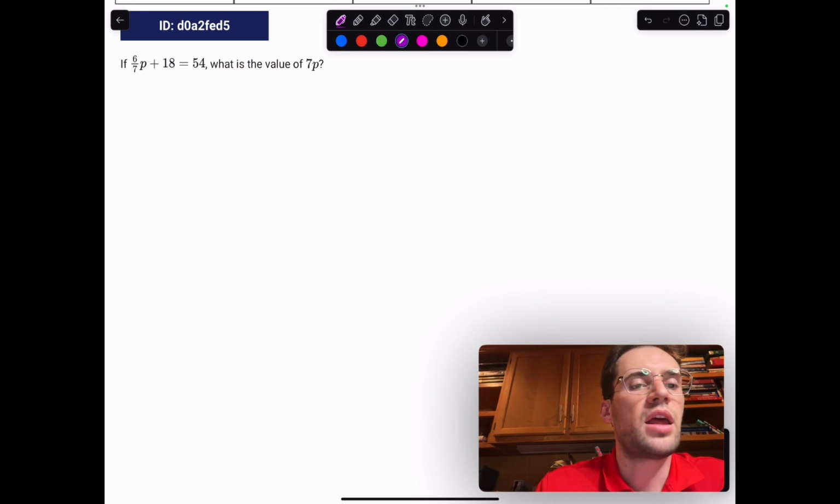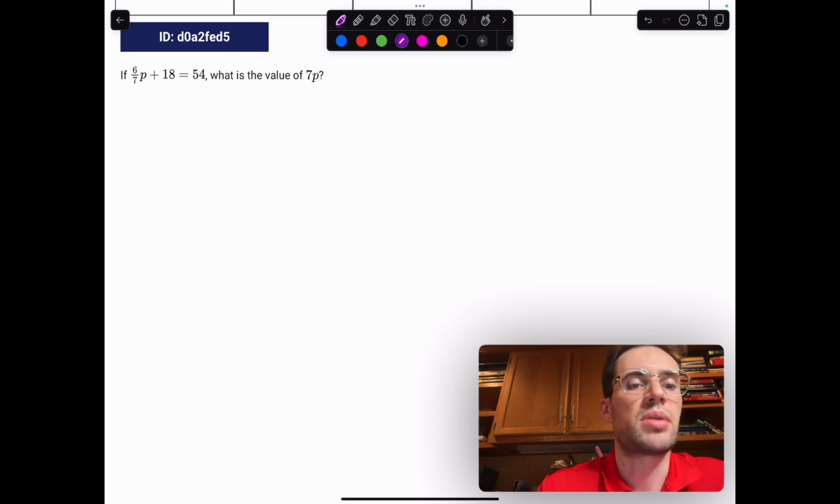Here we have, if 6 over 7 times p plus 18 equals 54, what is the value of 7p?